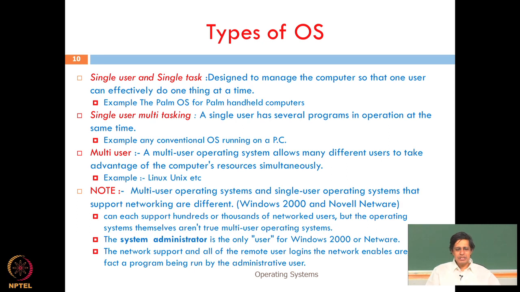Now there are operating systems which are basically built for networking purposes. This is one subtle difference that we want to see: a multi-user operating system, and a single user operating system that supports networking. They are actually different. For example, Windows 2000 or NetWare. These are actually single user operating systems. There is only a system administrator, but it can be used to network thousands of systems. It can support hundreds or thousands of networked users, but the operating systems themselves are not truly multi-user operating systems. So we are just trying to classify this.